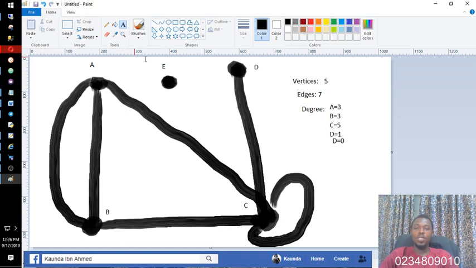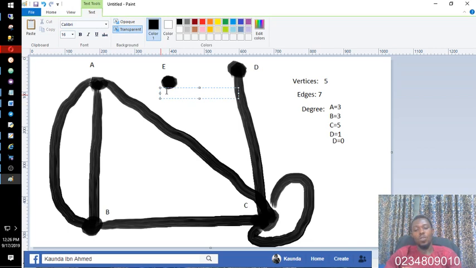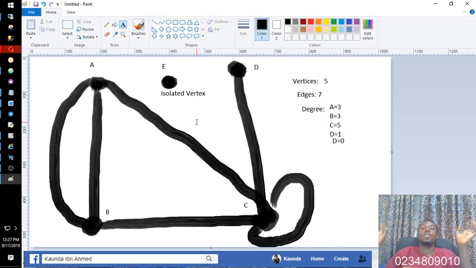But if there was a line connecting this to, let's say, here, that would have also changed the number of edges we have. So you can have a point or a vertex and there is no line connecting it. You don't have any edge connecting it. A typical case is this one. In that case, this is called an isolated vertex. It has 0 edges. There's no line connecting it. It's not connected to any other point.